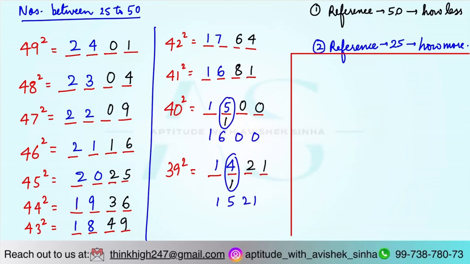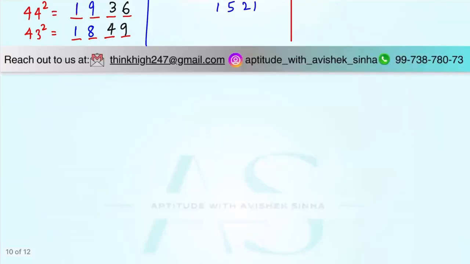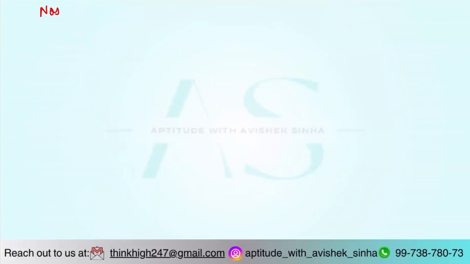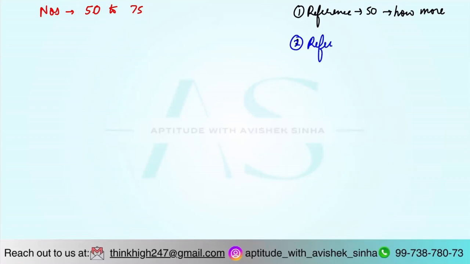Now, okay, let's do it on a fresh page. Now we are looking at numbers between 51 or between 50 to 75 maybe. So the first reference point would be again 50. How much more? And the second reference is again from 25. And since these numbers are beyond 50, so it will also be how much more.